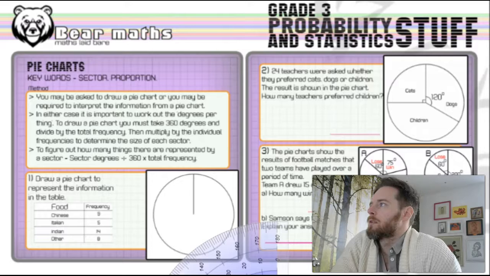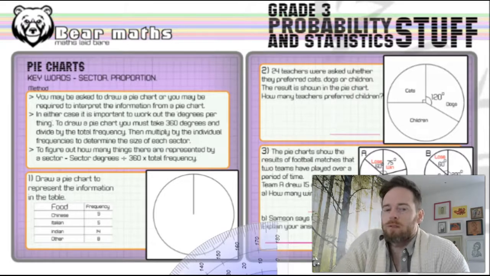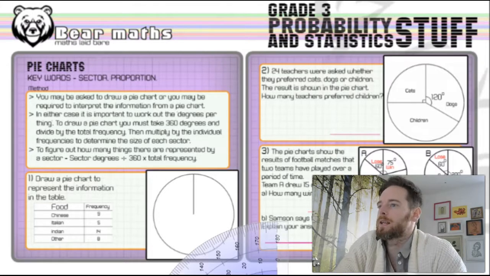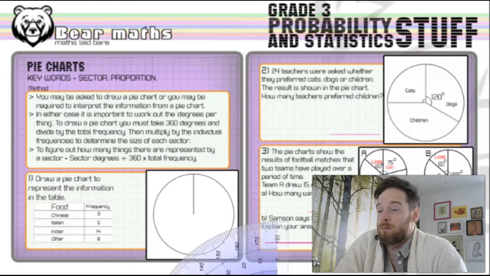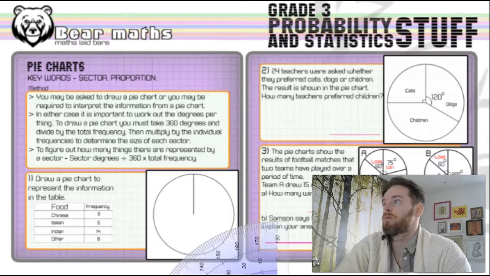Okay, so pie charts represent things proportionally. The sector is the thing that represents that thing proportionally, and that's why people like looking at them as easy ways of understanding and interpreting some data that's been collected. The bigger the piece of the pie, the bigger the amount of whatever it is that's being represented in that particular pie chart.